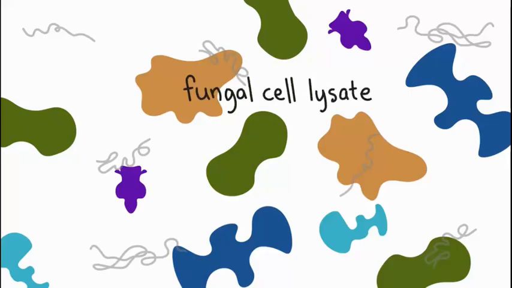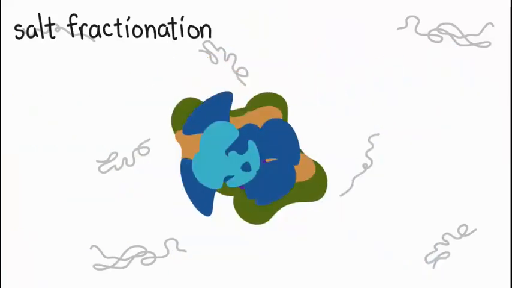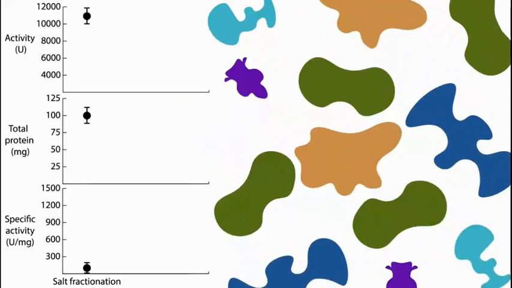So, how do you use specific activity to help you purify beta-glucosidase? You're starting with crude fungal cell lysate. First, you do a salt fractionation, which uses varying concentrations of ammonium sulfate to precipitate beta-glucosidase plus other proteins. After this round of purification, you end up with a lot of the beta-glucosidase activity that you started with in your crude lysate, but also a large amount of protein other than beta-glucosidase. So your total protein concentration is high. And taken together, that means your specific activity is pretty low.